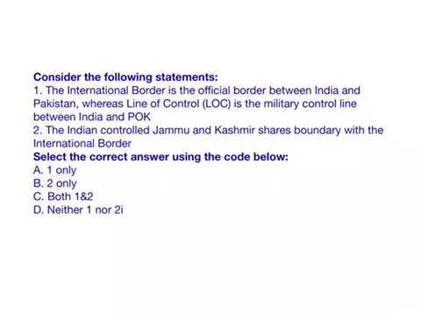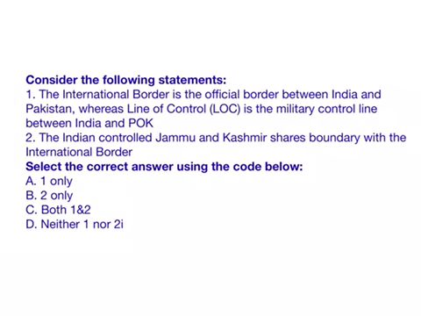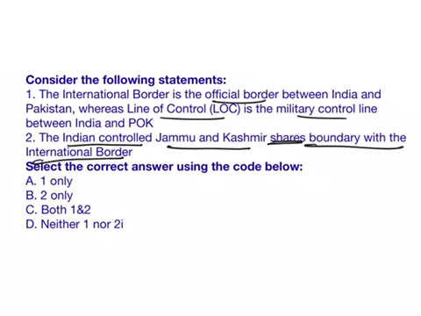Now try to answer this question. Consider the following statements. The international border is the official border between India and Pakistan, whereas the line of control is the military control line between India and Pakistan occupied Kashmir. The Indian controlled Jammu and Kashmir shares boundary with the international border. Try to answer this question.